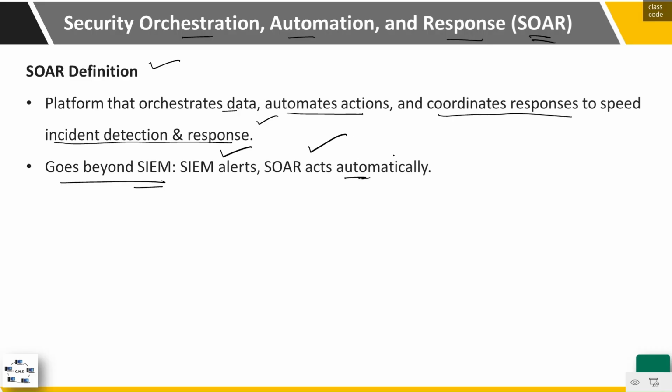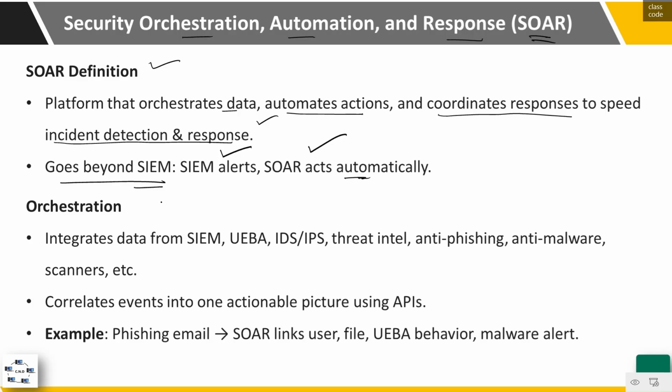So you can relate it to IDS and IPS, where IDS only alerts or logs, while the IPS also takes action. The same is the case with SOAR. So the orchestration integrates data from SIEM, user entity behavior analytics, IDS and IPS, threat intelligence, anti-phishing, anti-malware, and scanners, etc., and then correlates events into one actionable picture using APIs. For example, we may have a phishing email, and SOAR links it to a user, file, UEBA behavior, and malware alert.